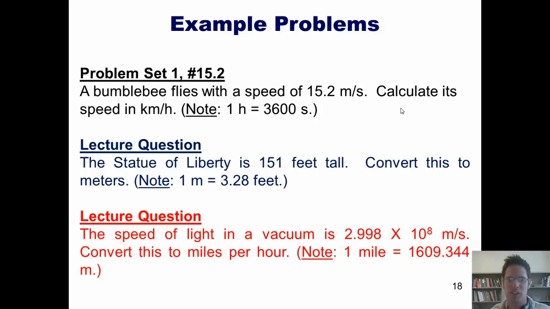And the last lecture question on the slide, the speed of light in a vacuum is 2.998 times 10 to the 8th meters per second. Convert it to miles per hour, noting that 1 mile is 1609.344 meters, roughly. Now I realize that I can't just throw these at you and expect you to do them. I'm going to go ahead and do 1 or 2 of them on the doc cam.